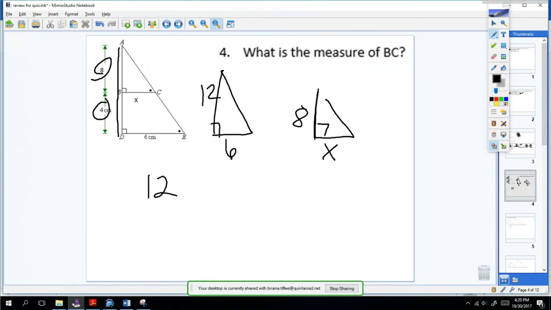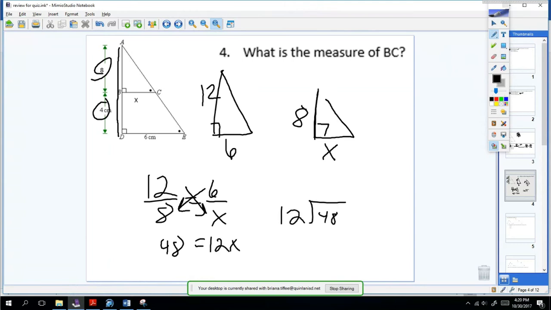So I can do 12 over 8 is equal to 6 over x, and I can cross multiply. So you do 6 times 8, which is 48. 12 times x, which is 12x. So then you divide 12 into 48, and you get 4. So x equals 4. So my length of BC equals 4.